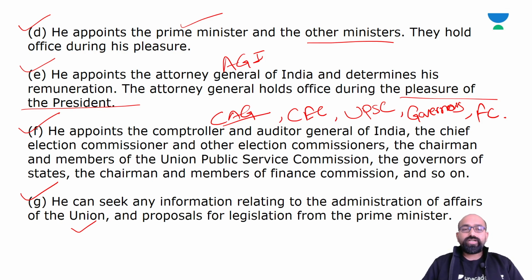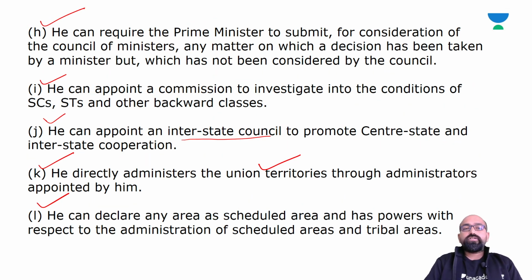Yes, the President appoints the CAG, Comptroller and Auditor General of India, then Chief Election Commissioner and Election Commissioners, then Chairman and other members of the UPSC. He appoints the governors of states and chairman and members of the Finance Commission. Yes, he can seek any information relating to the administration of affairs of the Union. He can require the Prime Minister to submit for consideration of the Council of Ministers any matter on which a decision has been taken by a minister but which has not been considered by the Council. Yes, this is the executive power of the President.